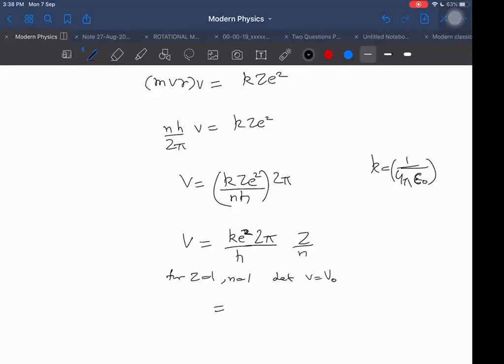v naught. In the fundamental orbit, n equal to 1 is the fundamental orbit, first orbit, for the first atom, means hydrogen atom. So the fundamental orbit of the first atom, hydrogen atom, I will represent by v naught and r naught and so on. Okay. Then I will be getting in general, v will become equal to v naught, and then v naught will be equal to k e square 2 pi by h. Right? Then what is v?